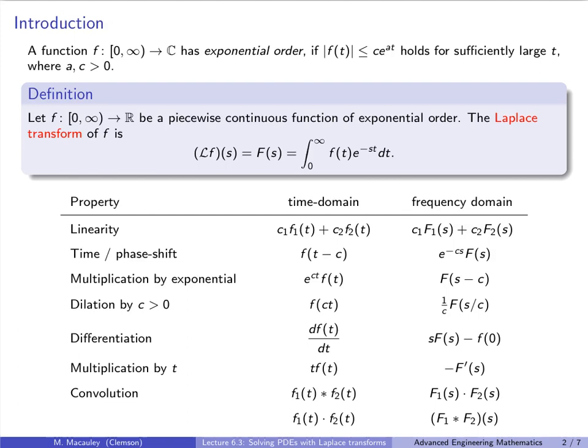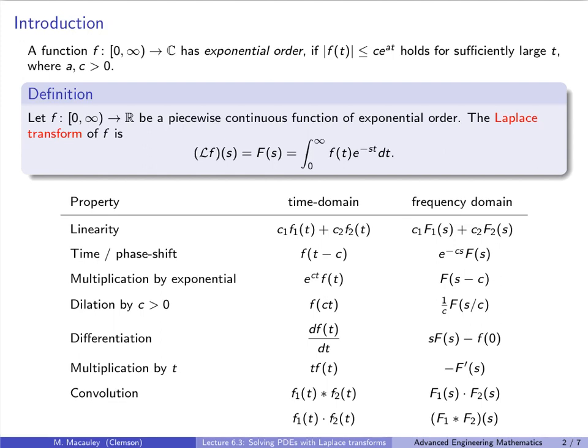Similarly, dilation. If you dilate in the time domain, so f of ct, then in the frequency domain, you get the opposite of that. So you get 1 over c times F of s divided by c. So think of multiplying by c here. Think of it like a sine or cosine wave as increasing the frequency by c. And in the frequency domain, you're doing the opposite. You're dilating it by c.